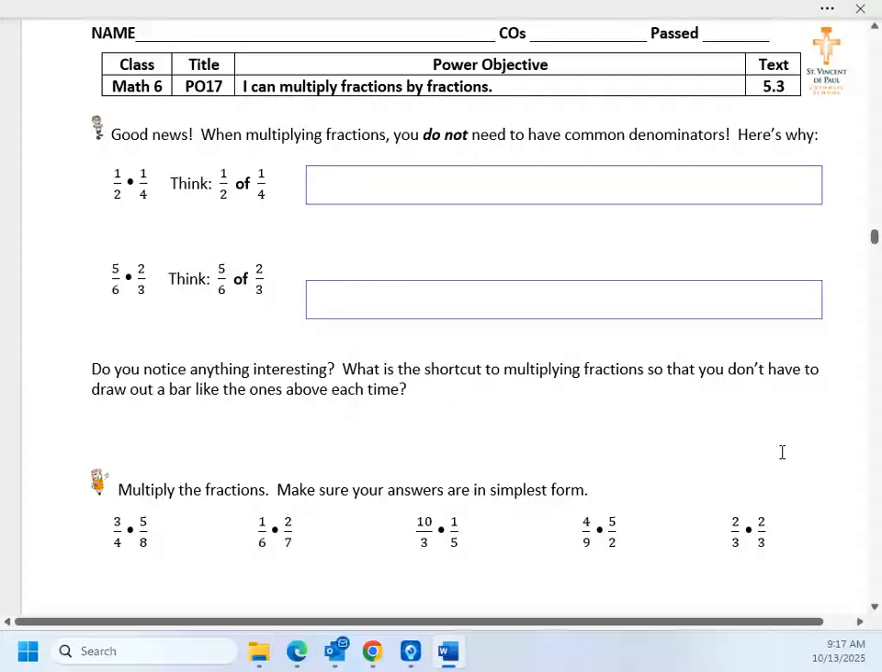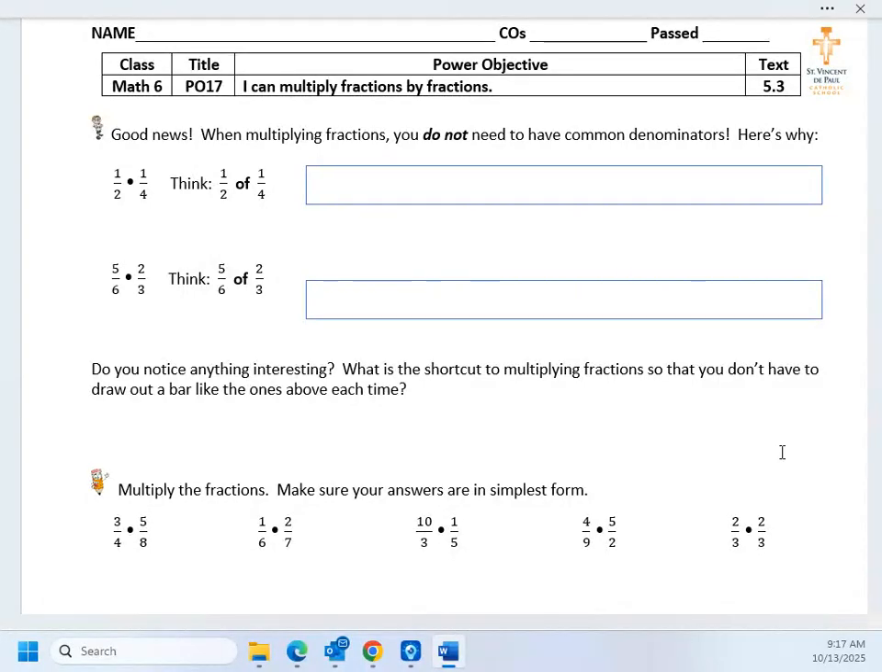All right, good morning. We are continuing to work with our fractions. Last time we worked with adding and subtracting those fractions. Today we're doing Po17, multiplying fractions by fractions.